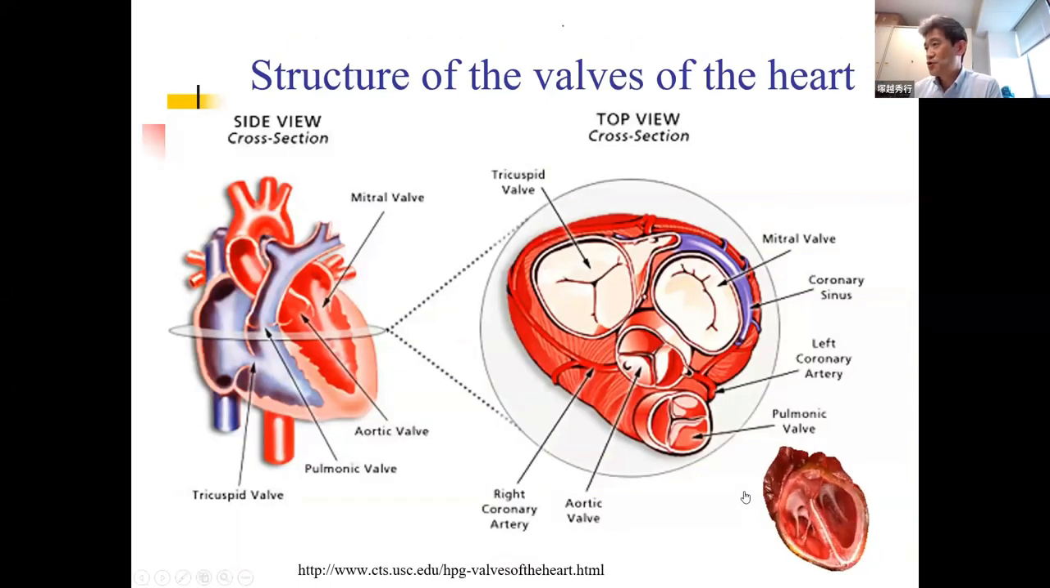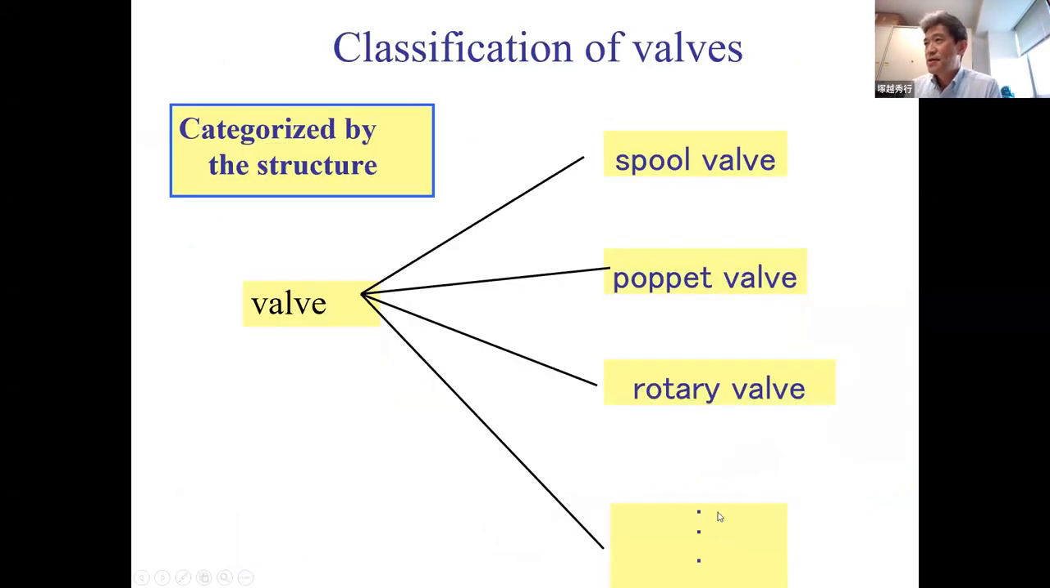And this is the structure of the check valve inside of the heart. But to be maintained, a much stronger structure is required. And our ancestors designed many types of structures, such as spool, poppet, and rotary.